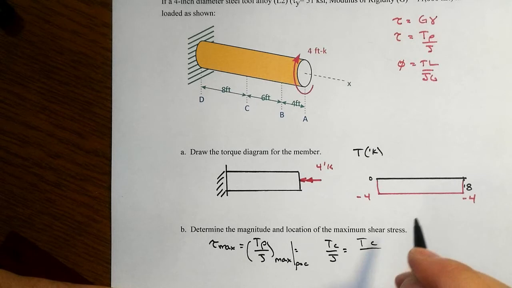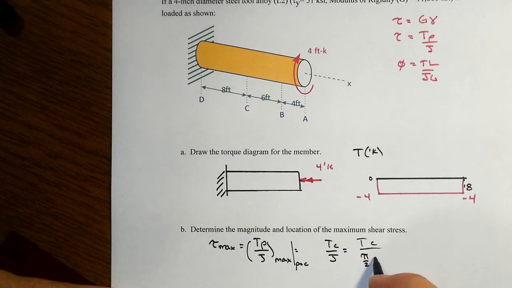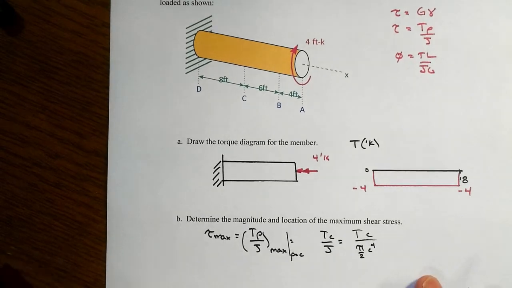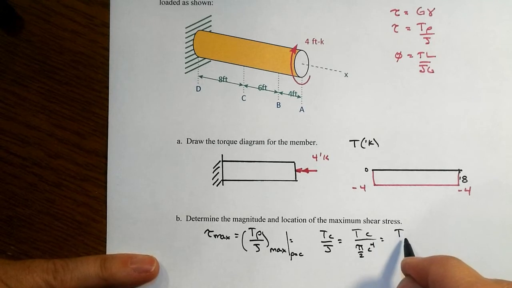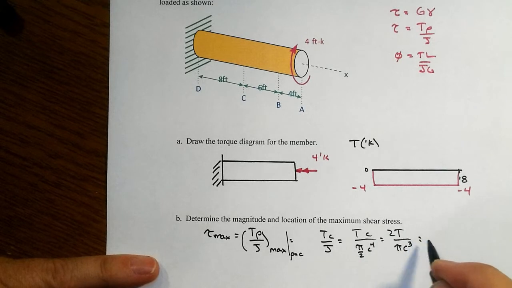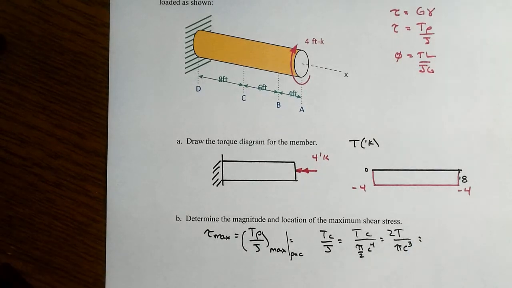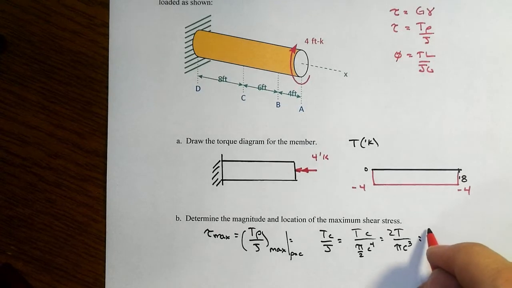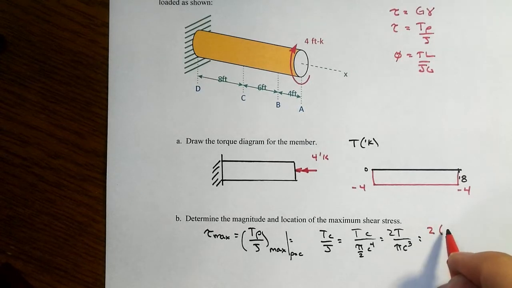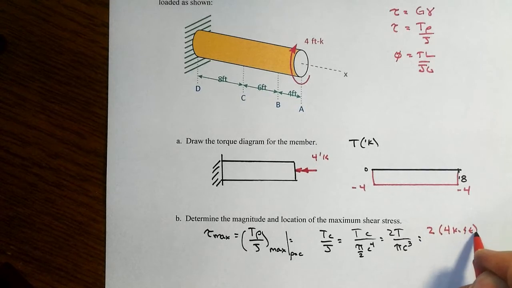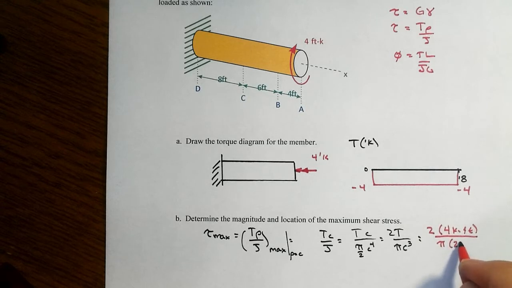Right, and that's Tc over J, with J for a solid cylinder being pi over 2 times the radius to the 4th power. And so that would simplify to 2T over pi c cubed. I've taken the 2 up to the numerator. Now let's substitute everything in, keeping track very carefully of units. 2 times 4 kip feet of torque over pi, and then our radius is 2 inches, not 4 inches, so 2 inches cubed. And that would be kip feet over inch cubed.